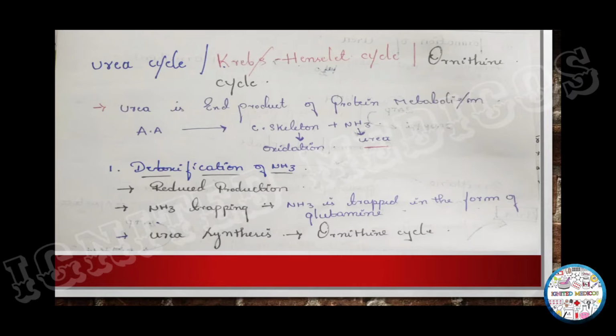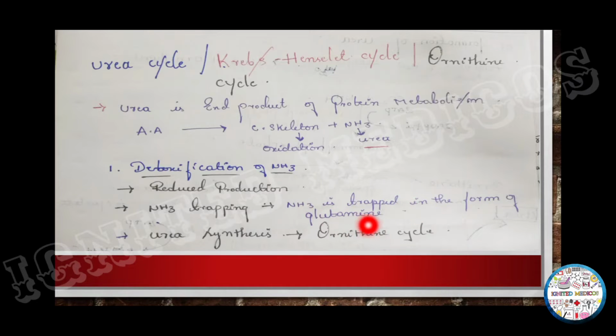Now this ammonia has to get detoxified. This detoxification of ammonia is carried out in 3 steps: reduced production, ammonia trapping and urea synthesis. The carbon skeleton is not our concept of discussion for today. We are majorly focusing on ammonia. Here the ammonia is trapped in the form of glutamine.